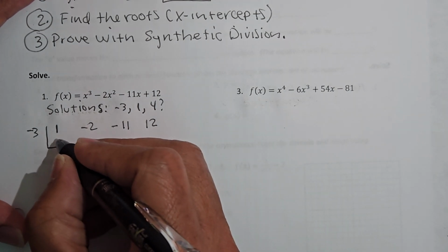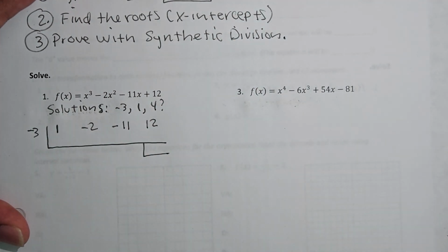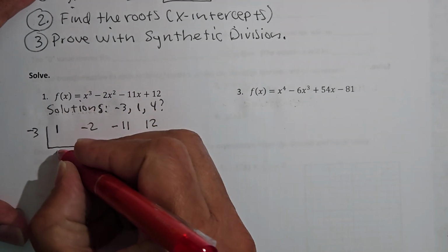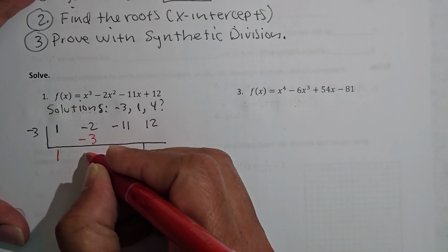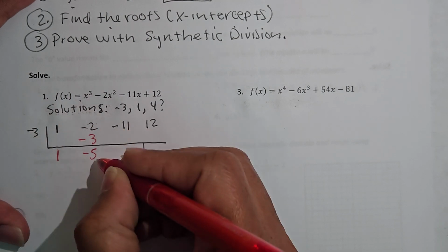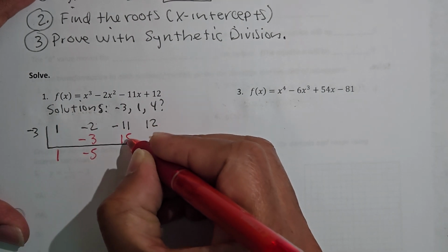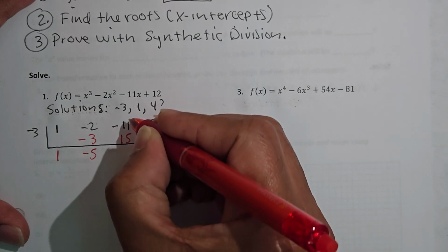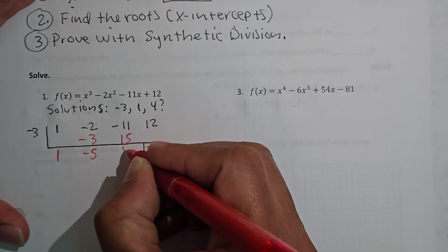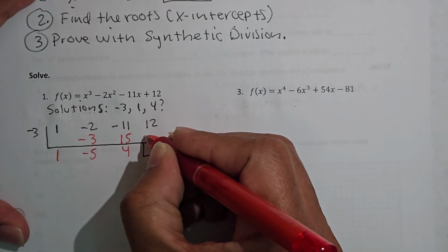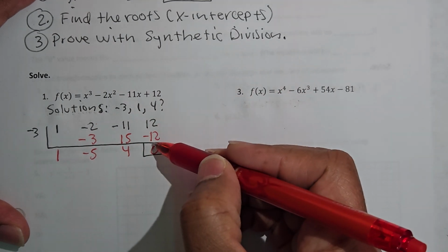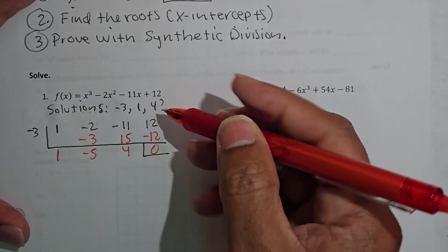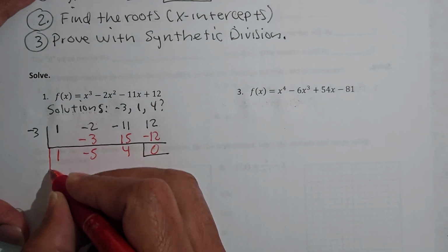I'm going to drop this 1 here and start multiplying. -3 times 1 is -3. -2 minus 3 is -5. -3 times -5 is +15. -11 plus 15 is 4. -3 times 4 is -12. As you can see, we have a 0 remainder. So this worked, which means we can move on to the next solution.